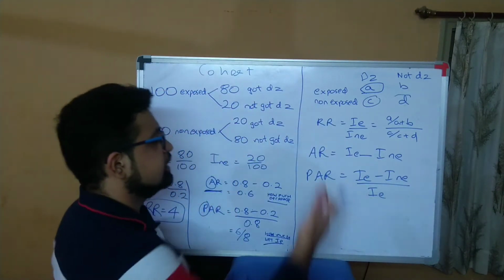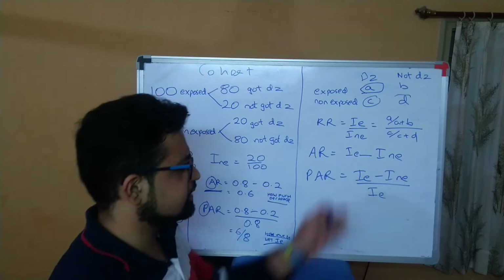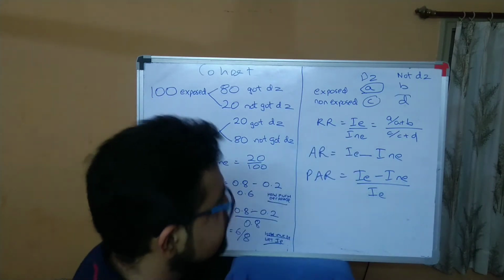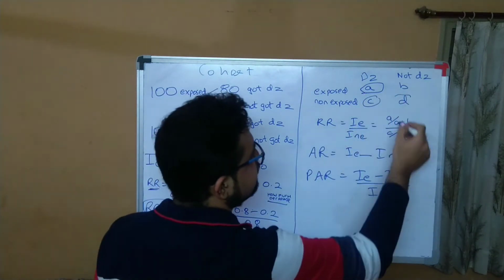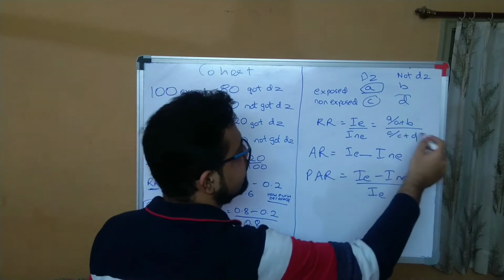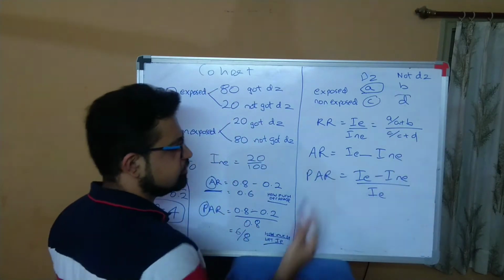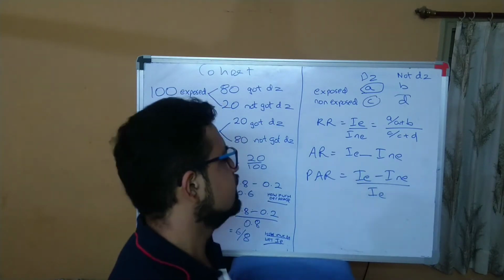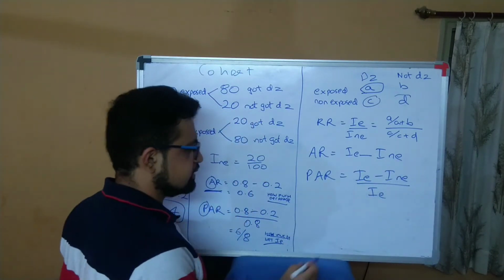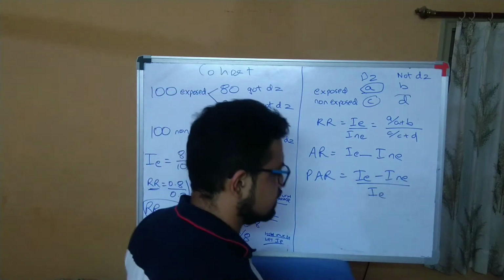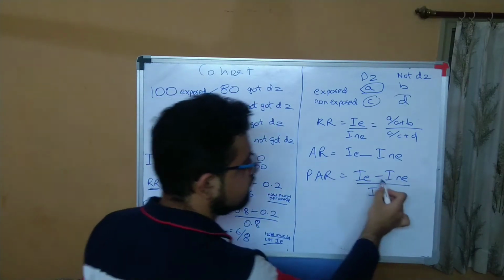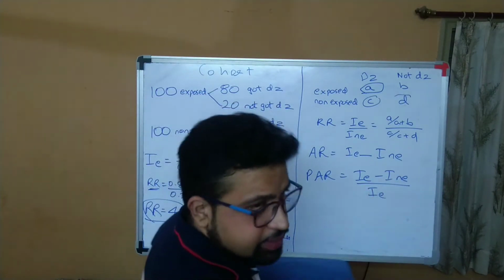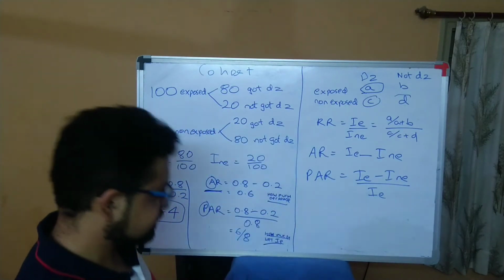What is relative risk? As we discussed, incidence in exposed divided by incidence in non-exposed. That is A divided by A plus B, divided by C divided by C plus D. Okay? What is attributable risk? The difference, the absolute value. Incidence in exposed minus incidence in non-exposed. Right? Very clear. Proportional attributable risk: incidence in exposed minus incidence in non-exposed, divided by incidence in exposed. Very simple.